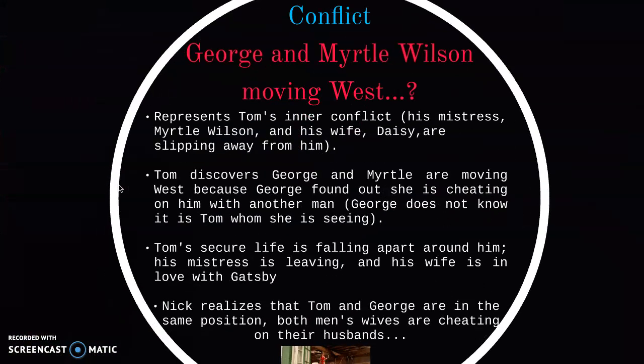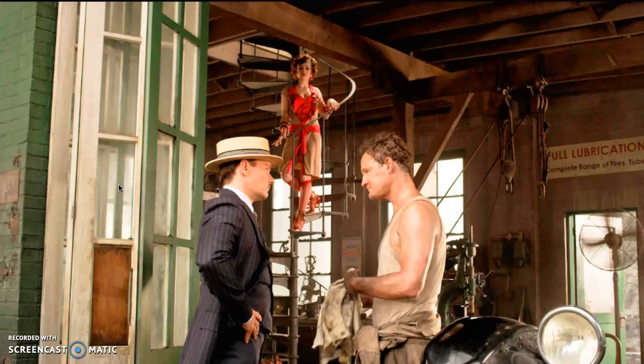George and Myrtle Wilson are moving west. And this represents Tom's inner conflict. His mistress, Myrtle, or his wife, Daisy, both are slipping away from him, and he chooses to pursue Daisy. Tom discovers George and Myrtle are moving because George found out that she was cheating on him. He doesn't know that it's Tom. Tom's secure life is falling apart around him, and Nick realizes that Tom and George are in the same position. Both men's wives are cheating on their husbands, and vice versa. The husbands are cheating on their wives. Well, not George. So there's that scene.